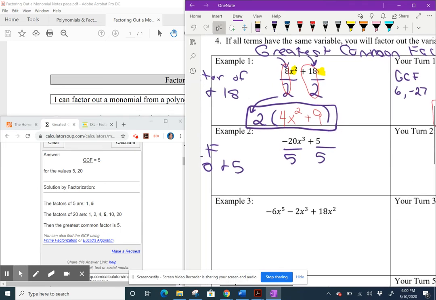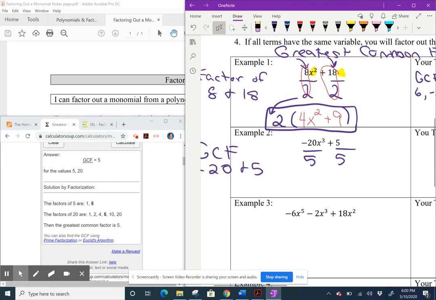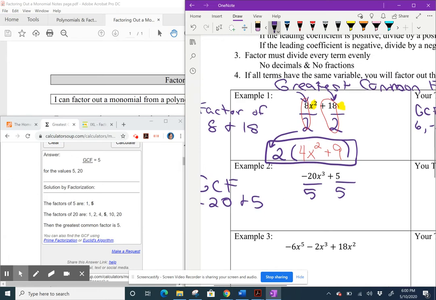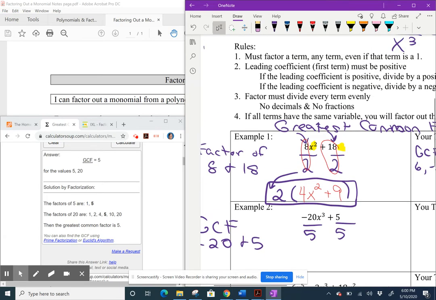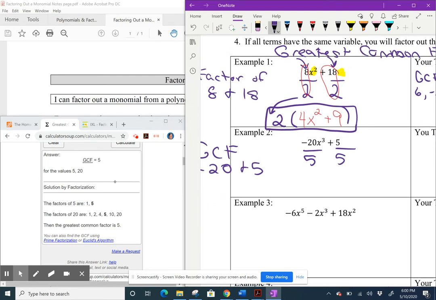If you don't put a negative 5, you will be marked incorrect because you have to remember rule number 2. If the leading coefficient is negative, then you have to divide by a negative. So negative 20, so this is going to be a negative 5. Look at the variable. We have an x to the third. We don't have any x's, so our greatest common factor is just negative 5.